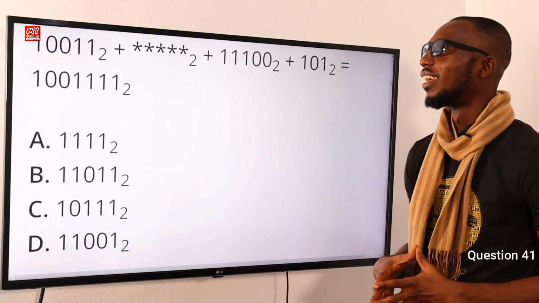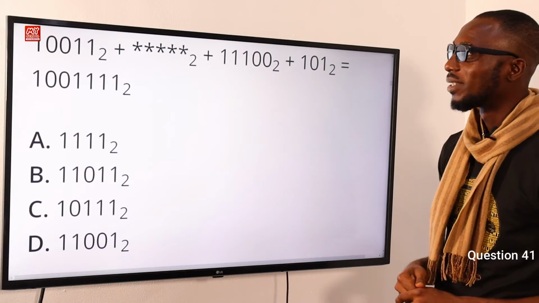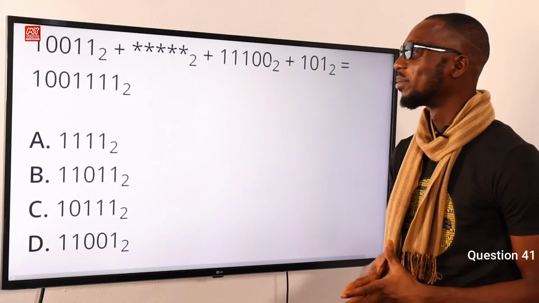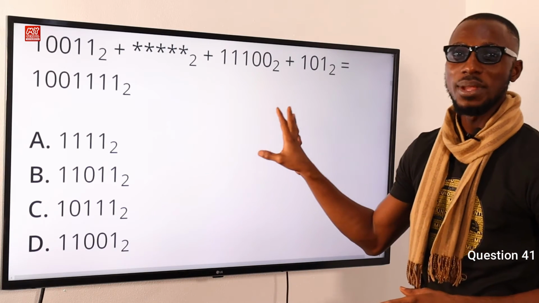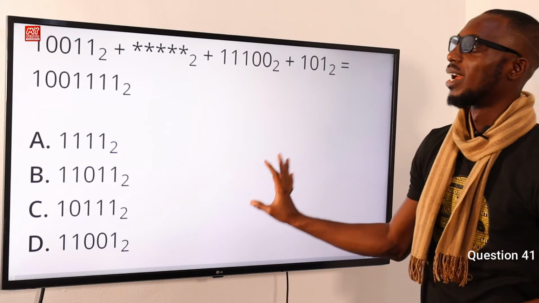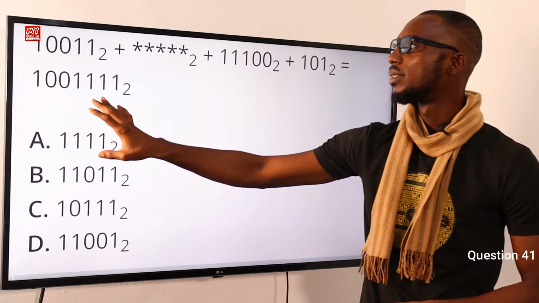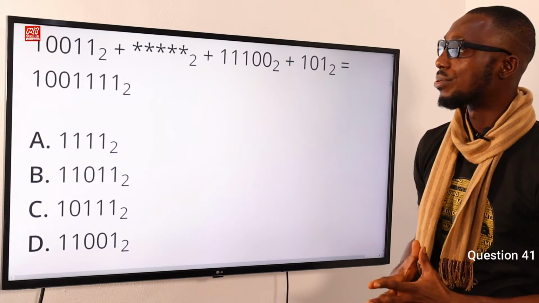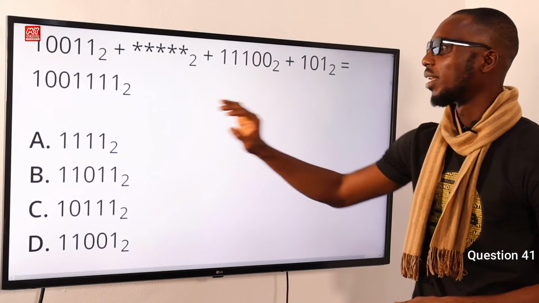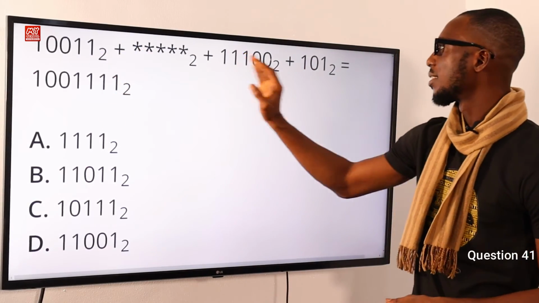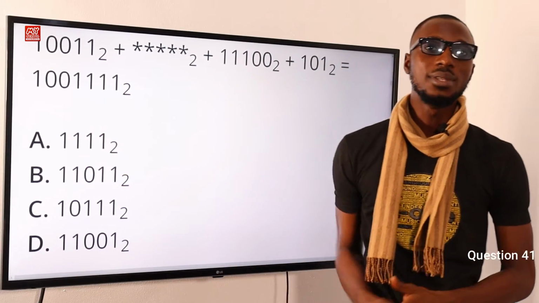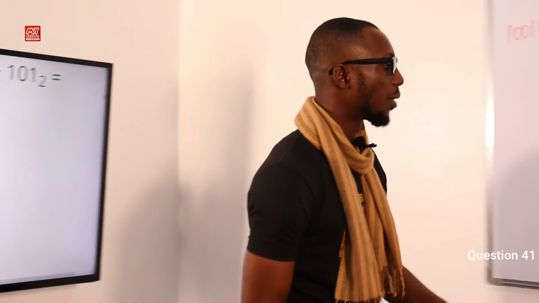Question 41: 10011 base 2 plus this in base 2, the unknown variable. So we have 11100 base 2, then added to 101 base 2 gives us 1001111 base 2. So what we just have to do is add up all of this, this and this, then subtract the sum from what we have on the outside. So that is what we have here on the board.